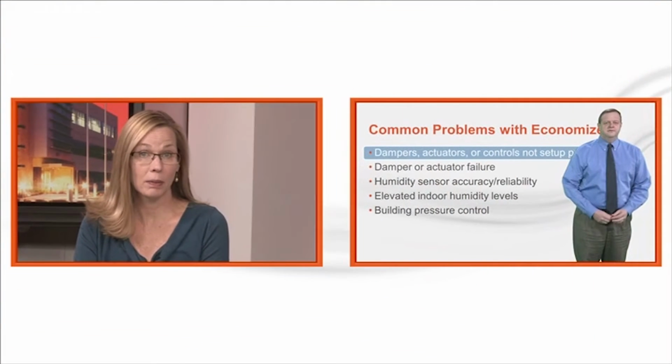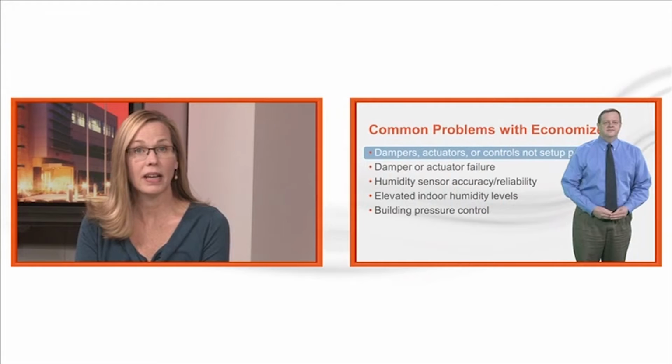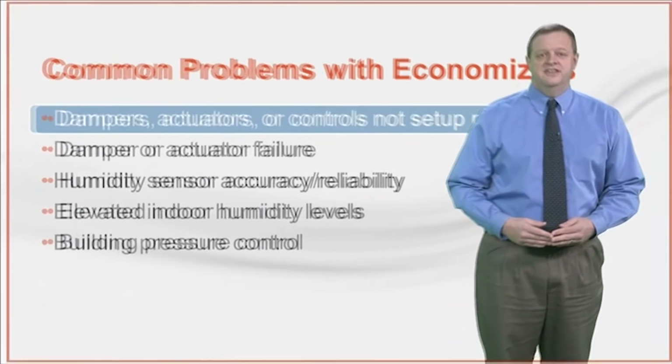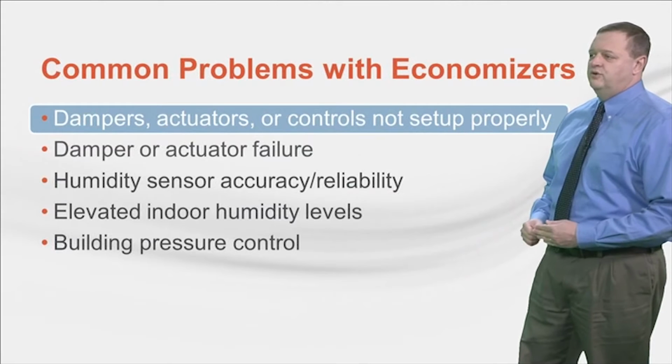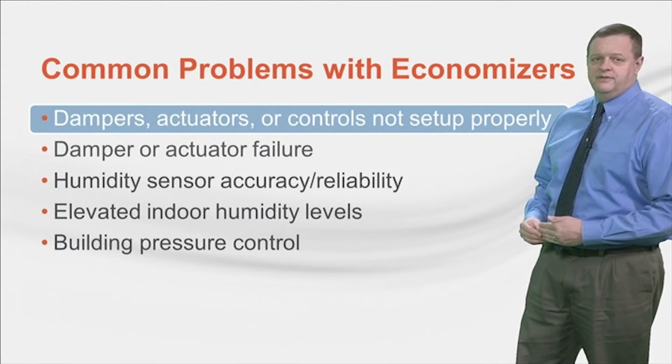While the industry generally agrees that economizers save energy, sometimes they don't achieve the expected savings. There are a number of issues that can impede the operation of an airside economizer. So next, we're going to spend some time talking about some of these issues and ways to mitigate them. The first problem we'll discuss today is that in some cases the economizer dampers, actuators, and controls are not set up properly to begin with.